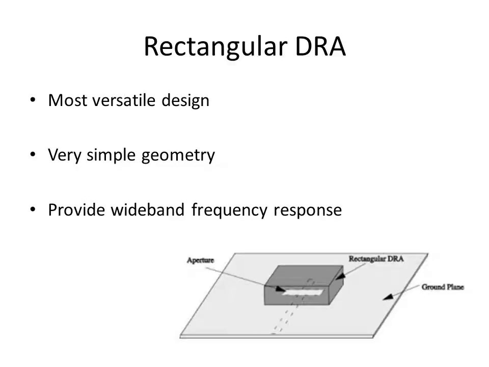Another main DRA structure is the rectangle. Such a simple geometry has many benefits. This particular shape is the most versatile because it has 2 degrees of freedom. This means that for a given resonant frequency and fixed dielectric constant, 2 of the 3 dimensions can be chosen independently. Rectangular DRAs also provide a very wideband frequency response. These DRAs are also mounted on a ground plane.